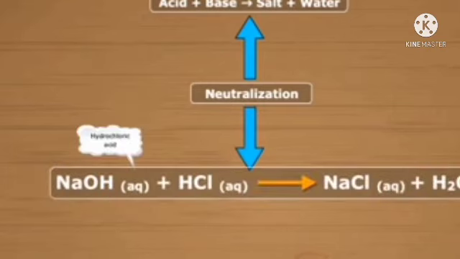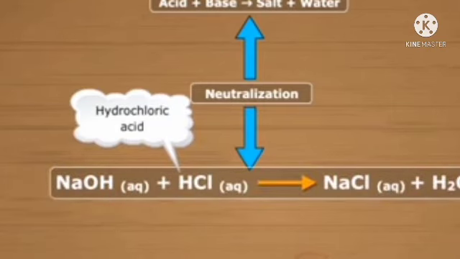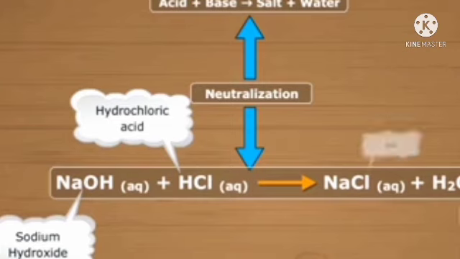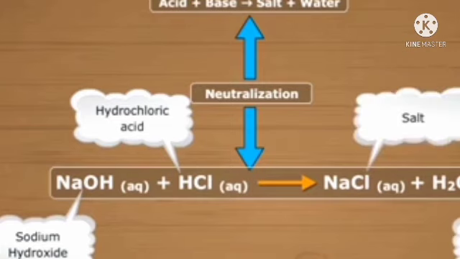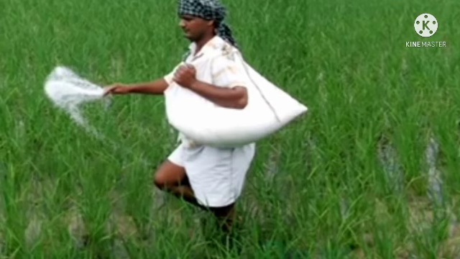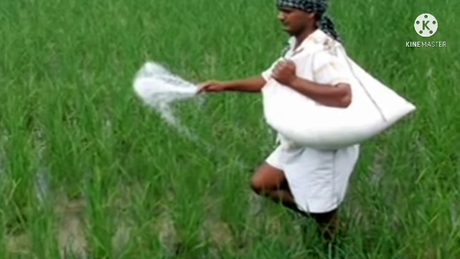We have seen that in the process of neutralization, both acid and base are mixed in definite proportions and produce salt and water. For example, by neutralizing hydrochloric acid solution with sodium hydroxide solution, the salt sodium chloride is produced. Production of salt depends on the type of acid and base.